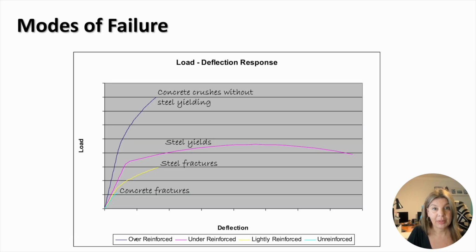The over-reinforced beam is the strongest out of the four beams. However, it fails in a brittle manner at relatively small deflections. To understand the behaviour of all of these beams, we need to consider their cross-sections.